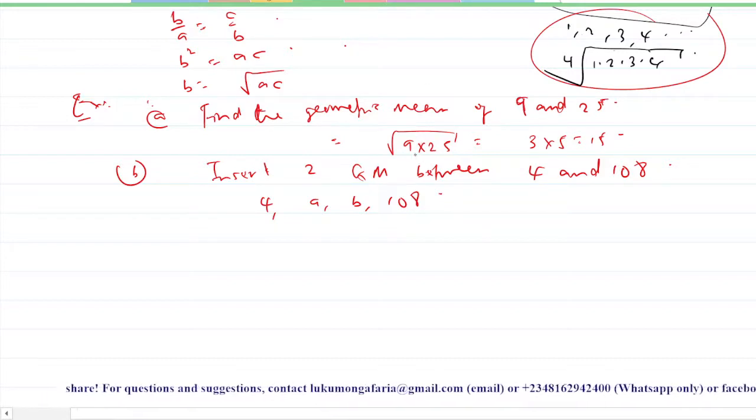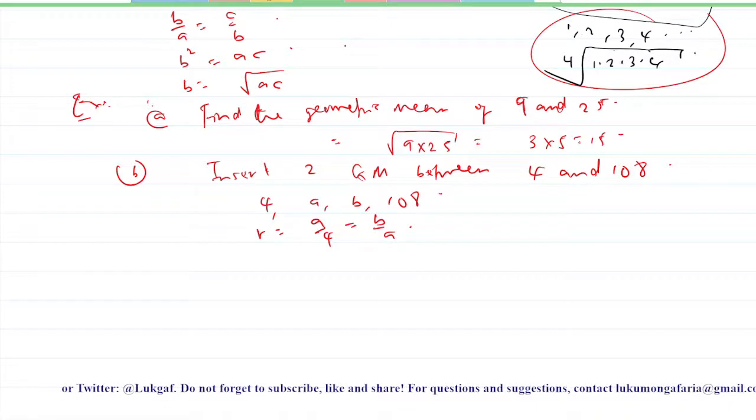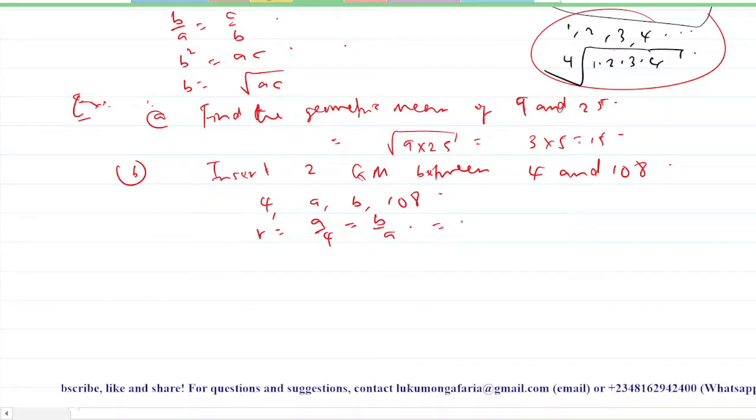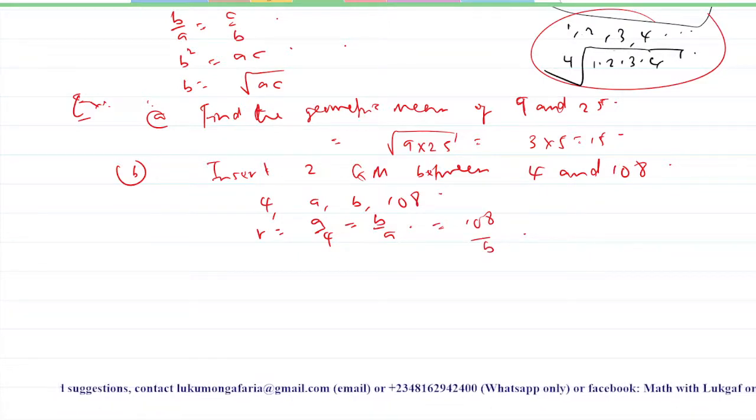By the definition of your geometric sequence, this is a geometric sequence. It means your R, which is the common ratio, is A divided by 4, which is also the same thing as B over A, which is also the same thing as 108 over B. You understand now?